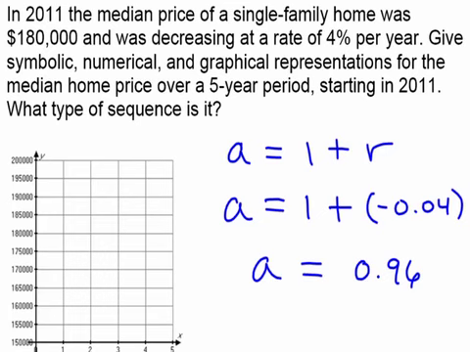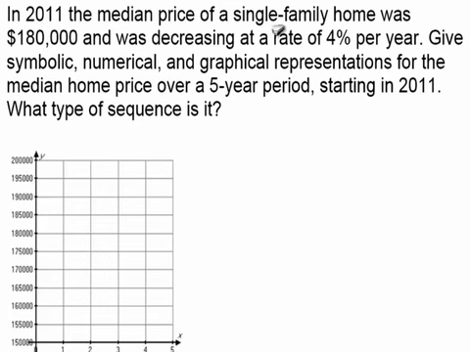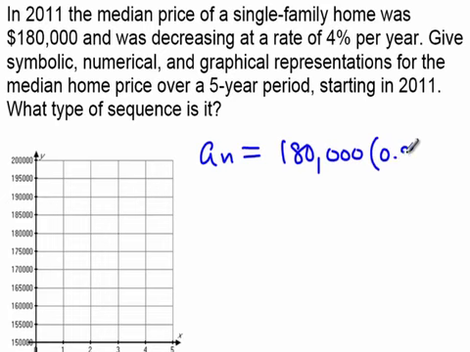So we'll write the general form. A sub n is equal to the initial price of $180,000 times our change factor of 0.96, and our exponent will be n minus 1, because we need to let n equal 1 be the first value of our domain, and this would cause an exponent of 0, and 0.96 to the 0 is 1, and we have our initial value in 2011. So 2011 would refer to n equals 1.